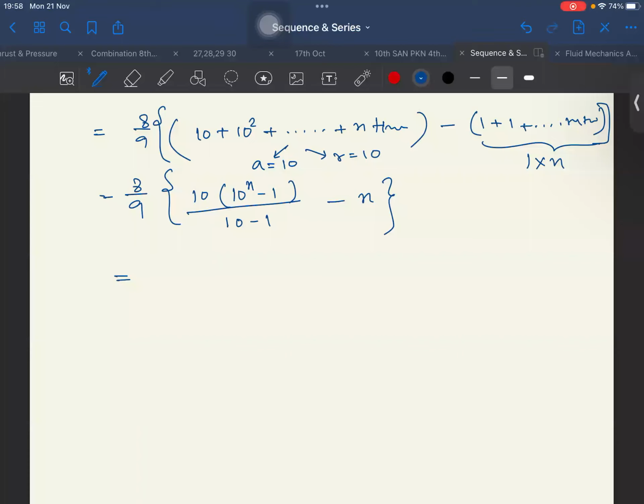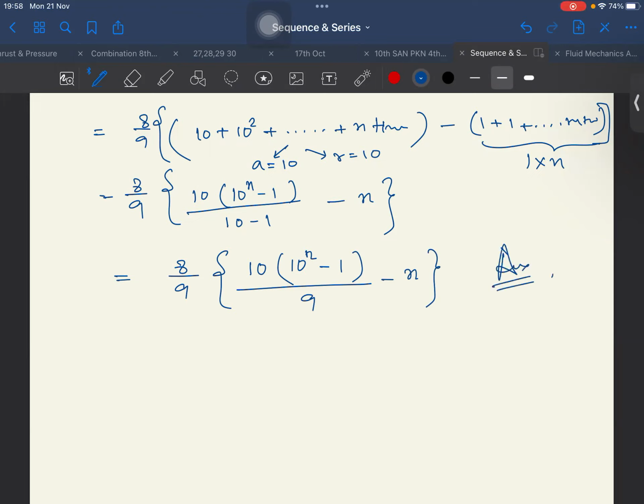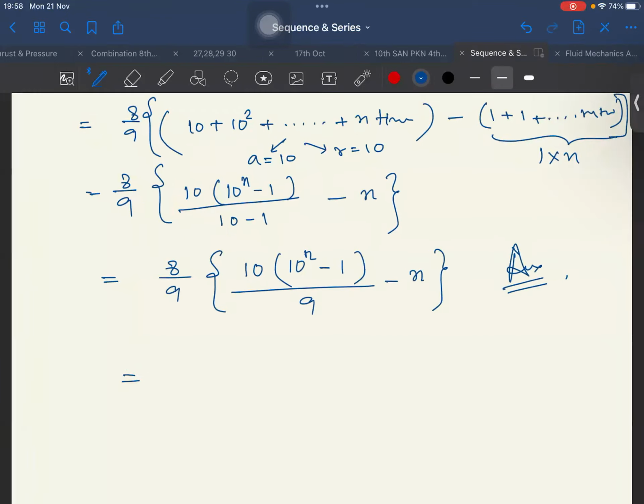So how much this will become? So we can write 8 upon 9 multiplied by 10 to the power of n minus 1 upon 9 minus n. Is that okay? So this is your answer. Fine. If you want to expand even more, you can do that. You can either multiply this. Okay, what you can do, you can multiply this.